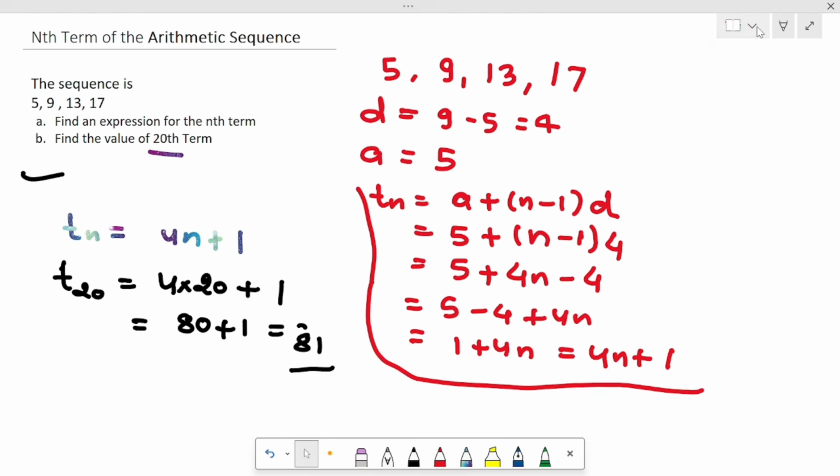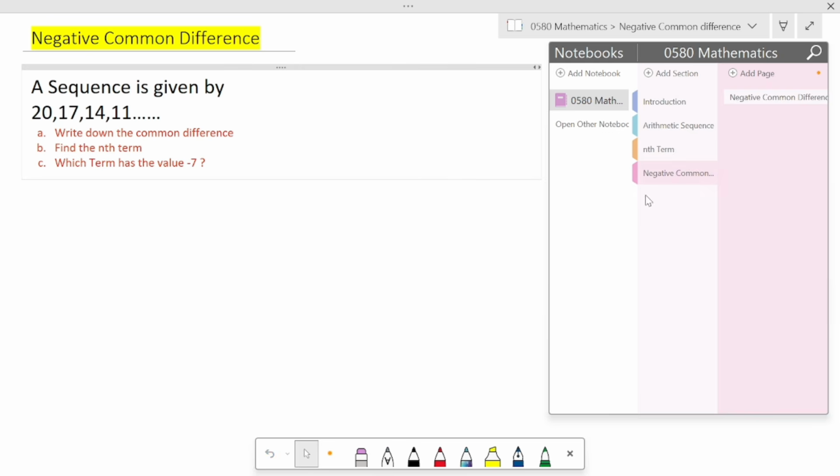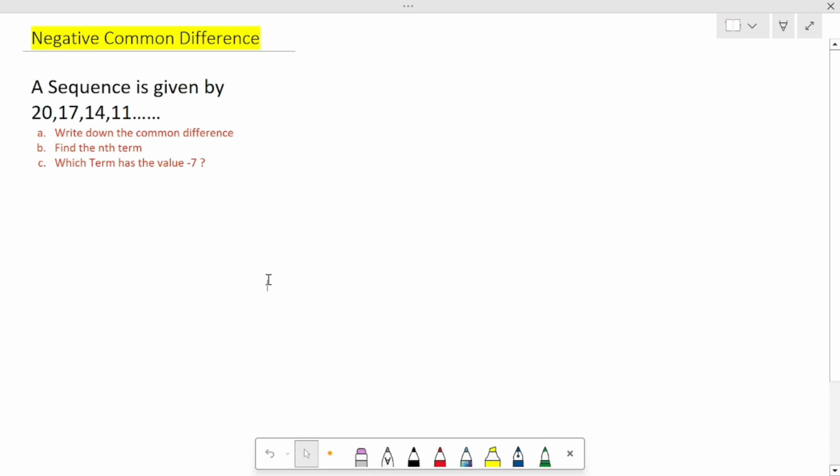Further we will check another case, which is a negative common difference. Sometimes they give a sequence which has a negative common difference, and you may get confused because in both the previous cases, the first and second parts, the common difference was positive. But if you see here, the numbers are decreasing: 20, then 17, then 14. So let's find the common difference.